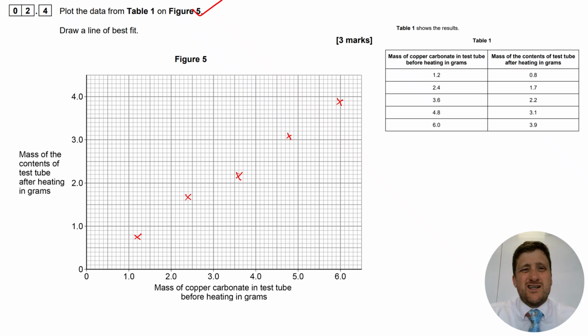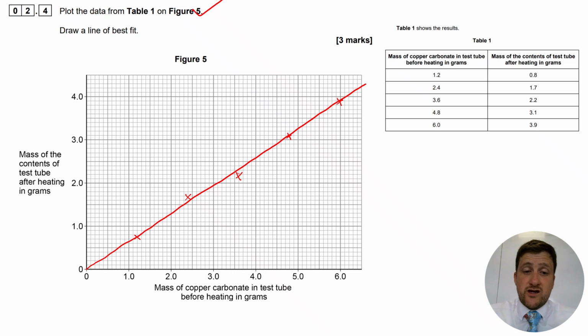Well, I always think to myself before I start my line of best fit, if I had 0 mass before heating, what would be the mass after heating? 0. So I always think, does my line of best fit start at 0? Well, yes, because if I have 0 mass, then I'm still going to have 0 at the end. I haven't drawn it with the ruler. I promise I haven't drawn it with the ruler.